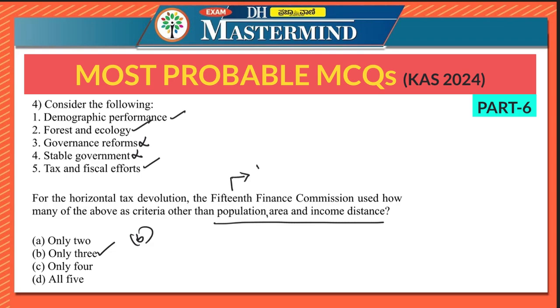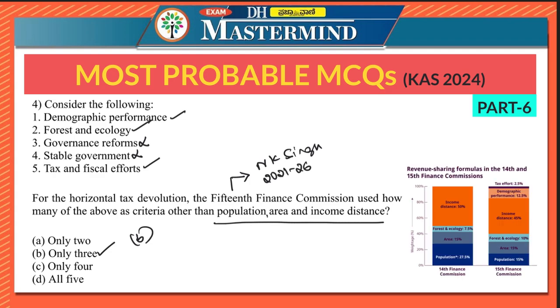The 15th Finance Commission was headed by N.K. Singh and it gave its recommendations for the years 2021 to 26. Please look at this graph. Here you can see the 15th Finance Commission included population with a weightage of 15%, area 15%, forest and ecology 10%, income distance 45%, very very important. It also included two new parameters: demographic performance 12.5% and tax effort 2.5%, that is tax and fiscal efforts.